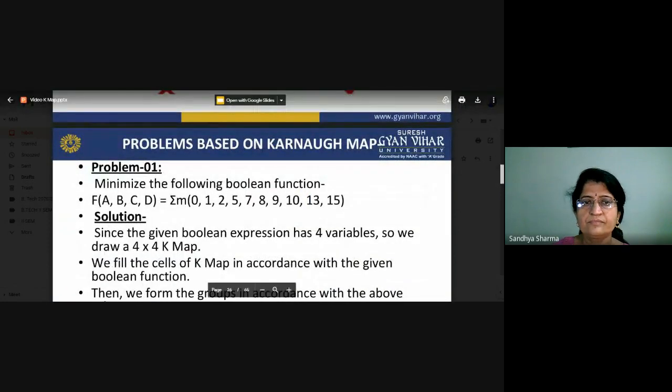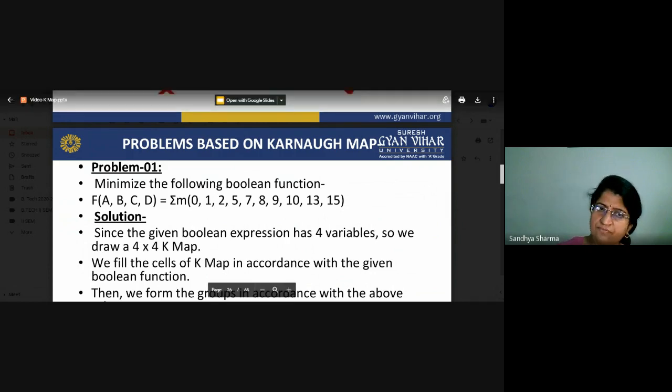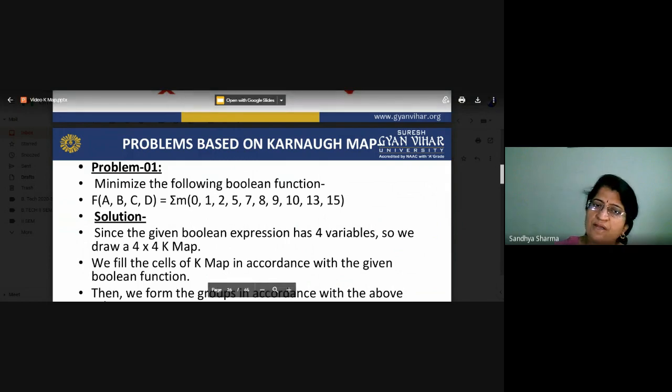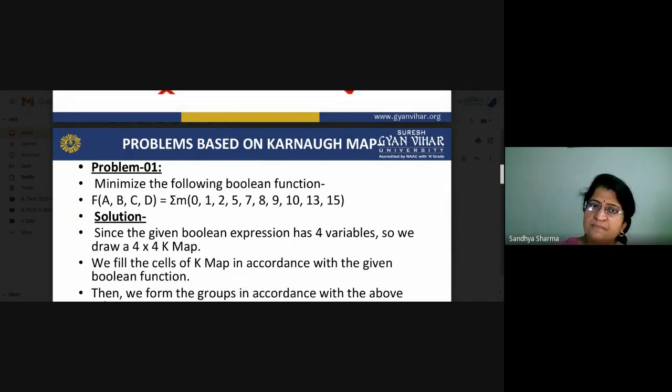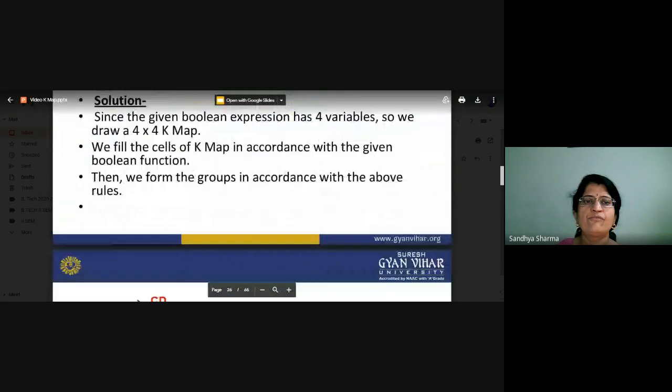Now you have been given the problems. Now we will solve the problems one by one, then it will be more clear to us. You are given this problem: A, B, C, D, which means you have 4 variables. Sigma small m represents it. It is basically a sum of product, SOP. Now we will make the 4 by 4 K-map because you have 4 variables. So we will move here.